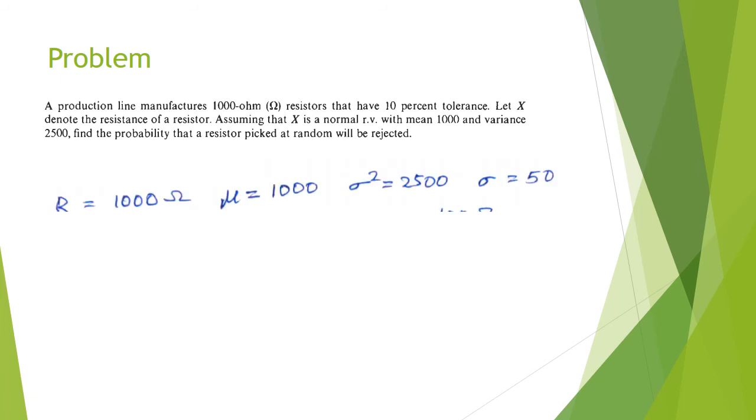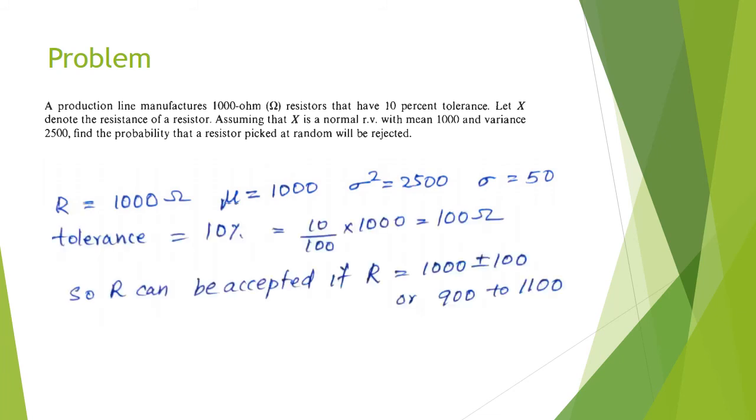Resistor is given as 1000 ohm, that is X, and mu equal to 1000, mean is given, sigma square is given. As I said, in normal distribution problems, mu and sigma square will be given. What we want is mu and sigma. So sigma will be the root of sigma square, that will be 50.